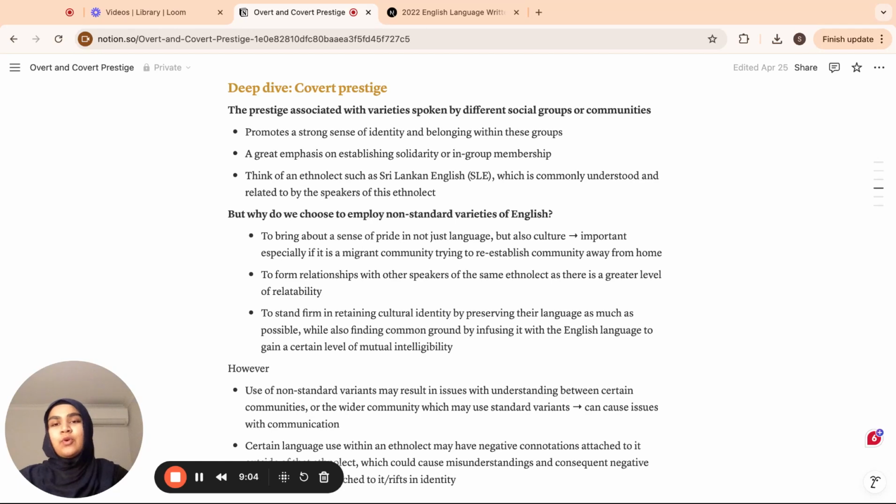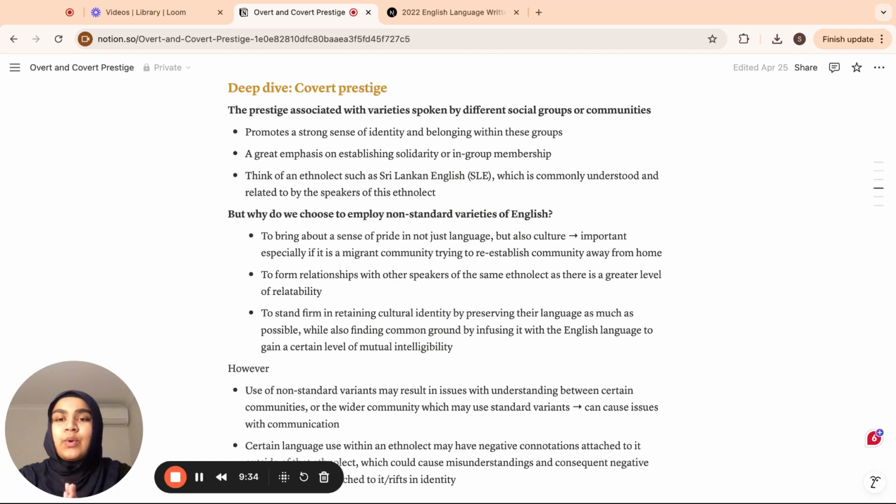Now, as we saw before, overt prestige was more about a large group of people. It's more about standard variants of English. But now covert prestige has an even deeper relation to identity and a deeper relation to cultural retention and cultural expression as well, and also just individual expression and individuality as opposed to a homogenous kind of society that speaks the same standard of English as well.